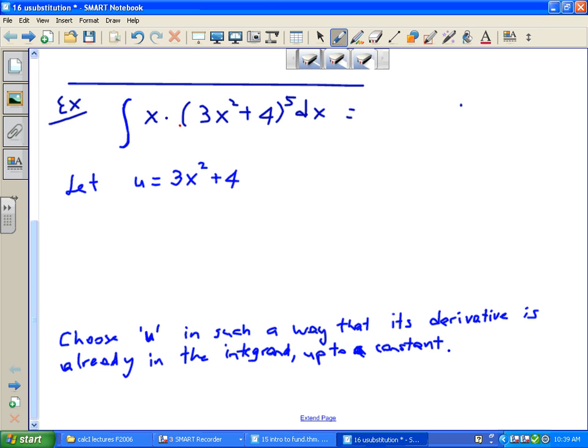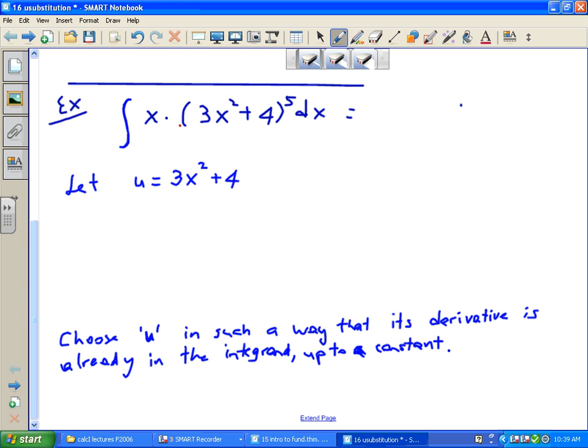For example, if we go with Ryan's suggestion of letting U be 3x squared plus 4, what is the derivative going to be? 6x dx. Don't worry about the 6 part, but the x dx. Is there already an x dx in there? Yes, then you know this problem can be done with U-substitution. If there had not been an x dx there, we cannot use U-substitution. You have to wait until Calc 2 to learn other techniques to solve that problem.